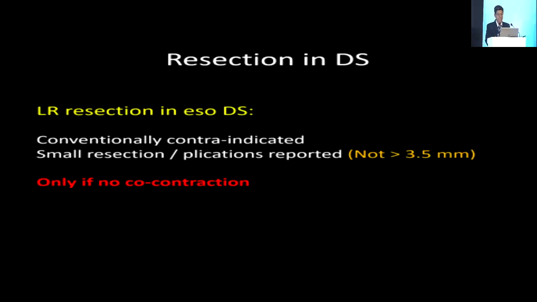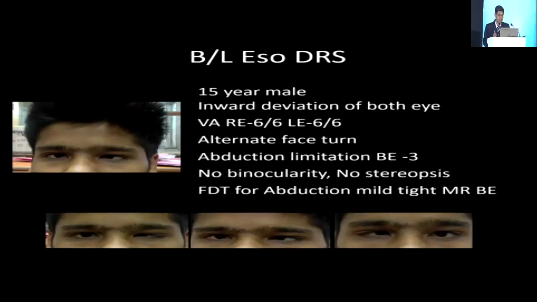Lateral rectus resections have been described. A small amount of resection, they say, is possible, especially if there is not significant retraction. I don't have any experience in that, but it has been reported, so I'm just mentioning it here. But do a very, very small amount if there is a modest esotropia you want to correct. But definitely not if there is co-contraction, because it's going to worsen the co-contraction.